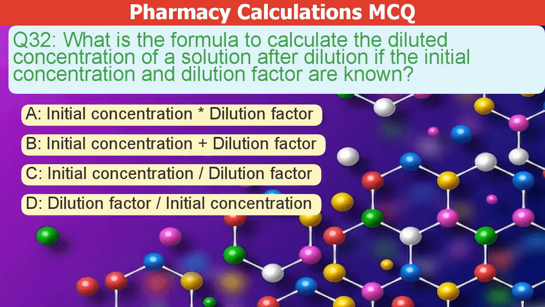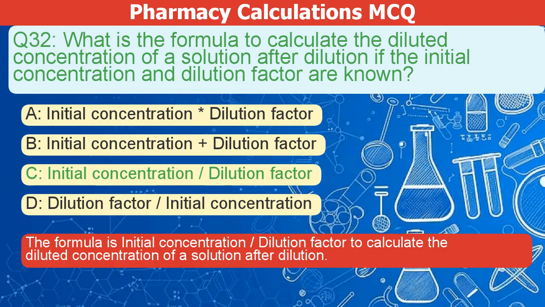What's the formula for calculating the diluted concentration of a solution after dilution, if you know the initial concentration and dilution factor? A. Initial concentration times dilution factor. B. Initial concentration plus dilution factor. C. Initial concentration divided by dilution factor. D. Dilution factor divided by initial concentration.